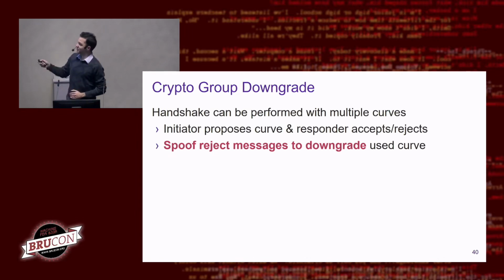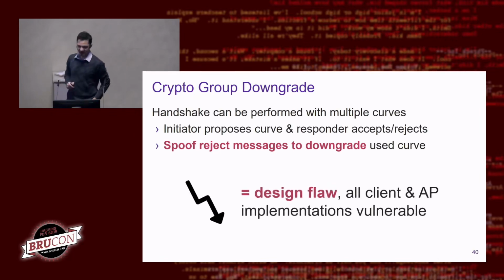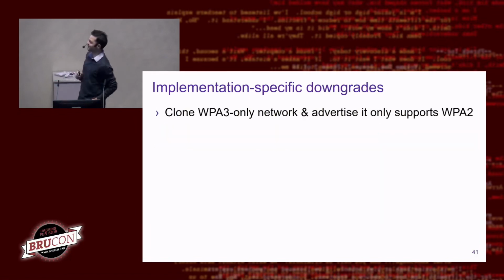Now it turns out that this reject message is very easy to spoof, and on top of that, after the handshake would complete, there is no way that the protocol verifies that there were no downgrade attacks. So the summary here is that we can force the client or access point into using a specific elliptic curve or a specific mod-p group, and this is again really a design flaw in the handshake. So this is downgrade attack number 2. Does anyone think there will be a third downgrade attack? Of course there will be, but this one is specific to implementations.